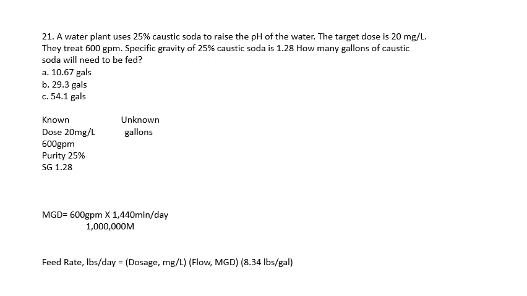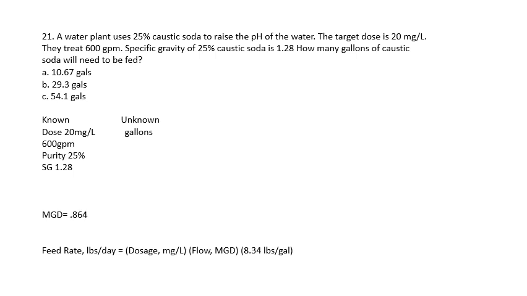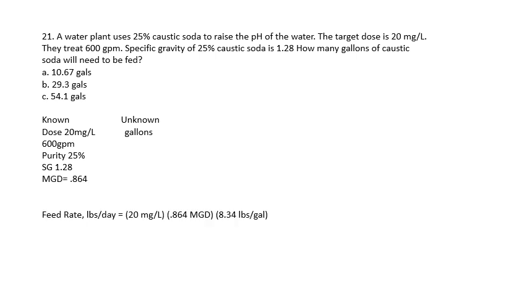Go ahead and convert your 600 gallons per minute to million gallons a day. So we're going to multiply by 1,440 minutes in a day divided by a million. That gives you 0.864 MGD. Plug that into your formula. 20 milligrams per liter times 0.864 MGD times 8.34 pounds per gallon. That gives you a feed rate of 144.12 pounds per day.